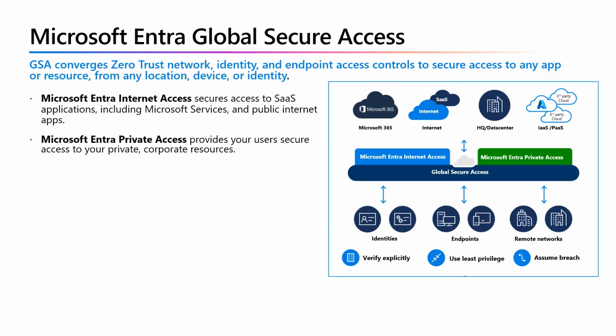Microsoft Entra Private Access provides your users, whether in an office or working remotely, secure access to your private corporate resources. Microsoft Entra Internet Access and Microsoft Entra Private Access come together as a solution that covers zero trust network, identity, and endpoint access control so that you can secure access to any app or resource from any location, device, or identity. This type of solution represents a new network security category called Security Service Edge, or SSE.